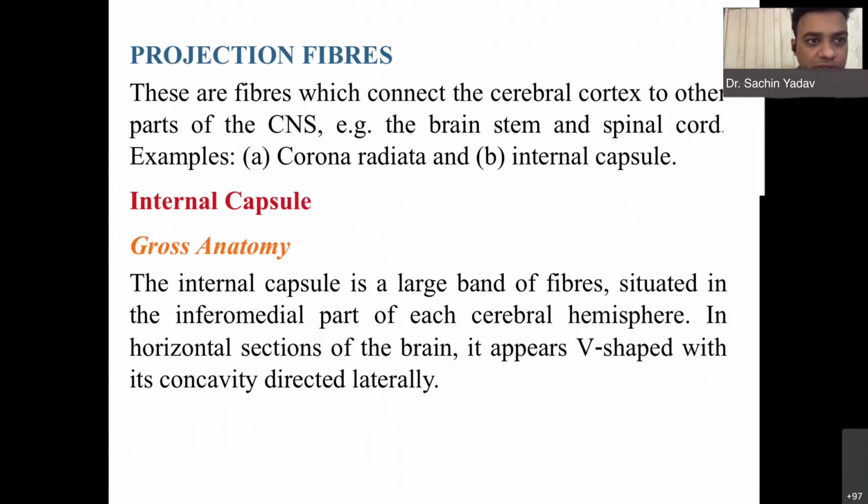So what is the internal capsule like? We'll see. The internal capsule is a large band of fibers, which is actually the converging of the corona radiata, located in the paramedial part of the cerebral hemisphere. In horizontal section of the brain, it appears V-shaped, with its concavity directed laterally and its pointed part directed medially.